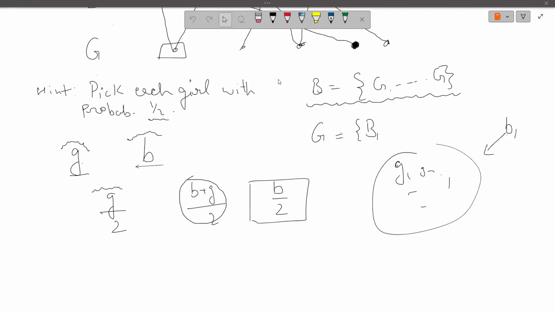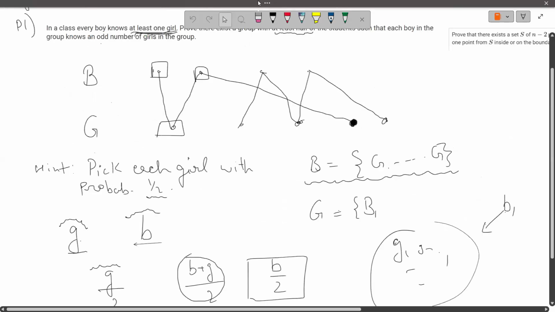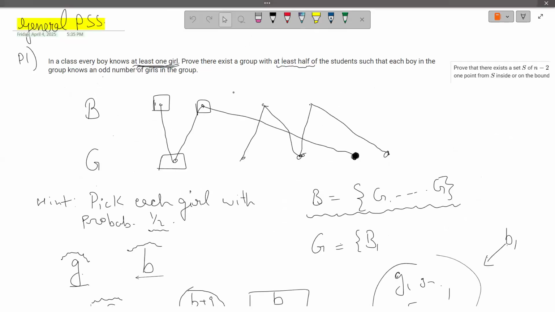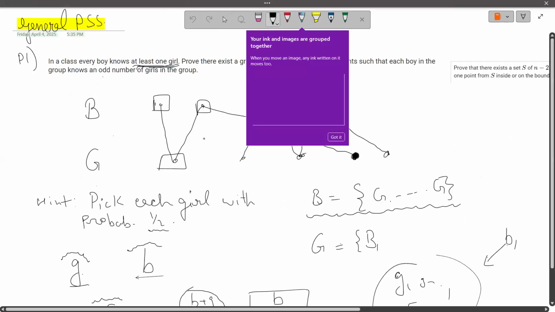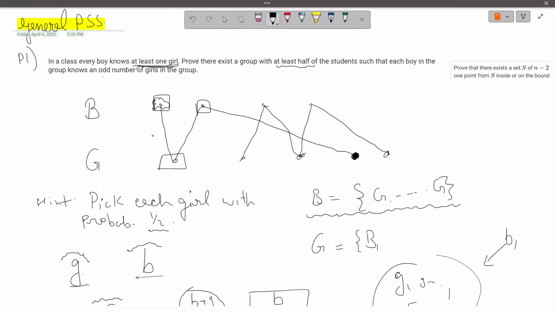So you're saying that each girl is picked with probability half, which is equal. So each boy has an equal probability of having an odd number of girls or an even number of girls. Why? Because each girl in his known set has a probability of being chosen of half. So similarly, the chance of it being odd or even must be half, or equal.